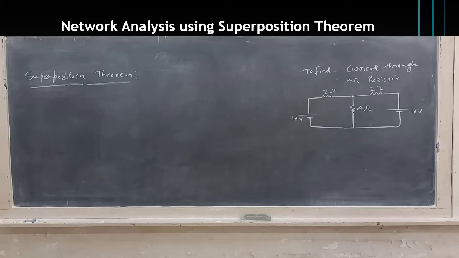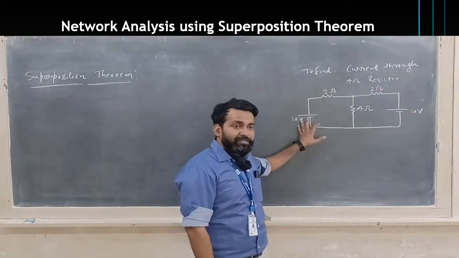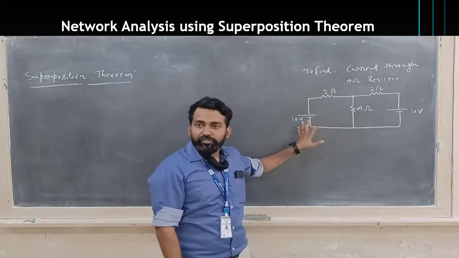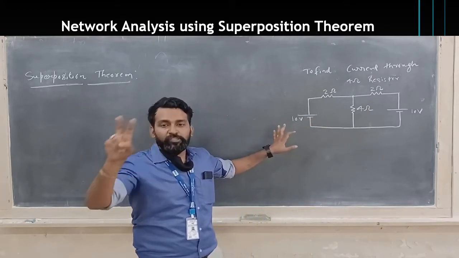So the same thing we are going to use here. I have already told you the different steps which may be beneficial while solving numericals based on the superposition theorem. So using that, we'll start the circuit analysis of this network. The network is very simple. How many power sources does it contain? 2 power sources. So it contains basically 2 voltage sources.